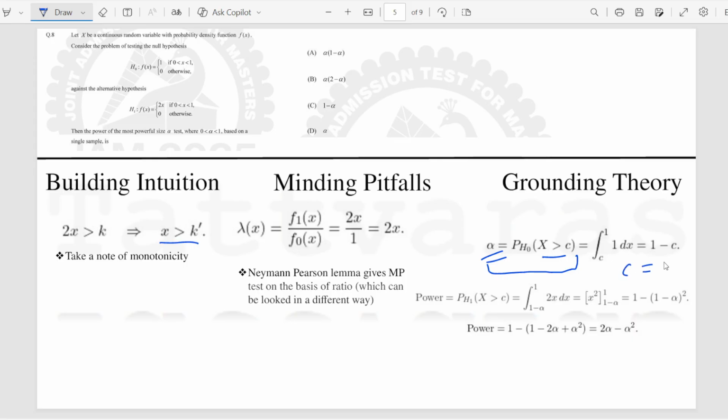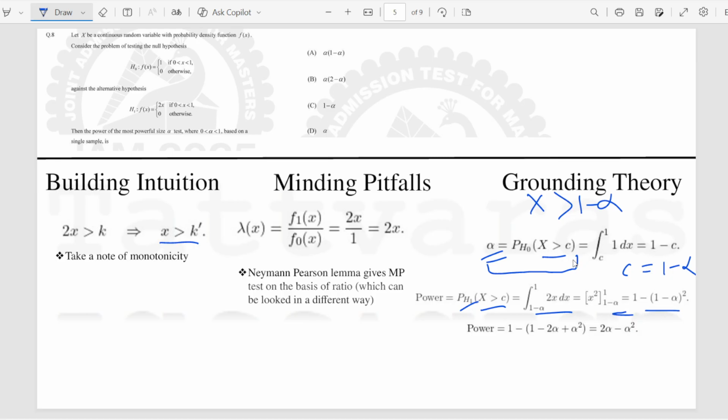So c is equal to 1 minus alpha, and then the same rejection region, that x is greater than 1 minus alpha, we use to compute the power, which is rejection of the null hypothesis when the alternate is true. And pretty simple integration will give you the answer.